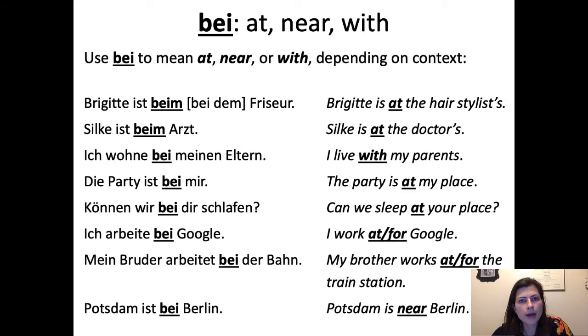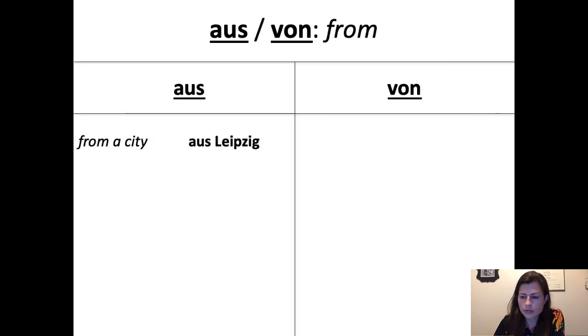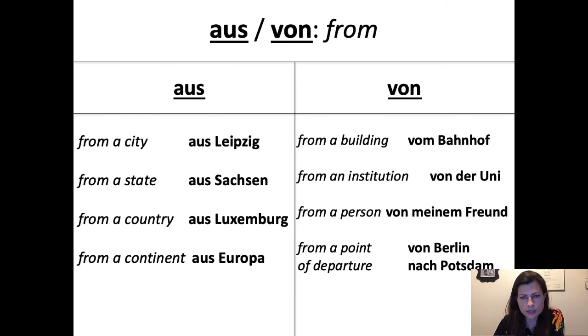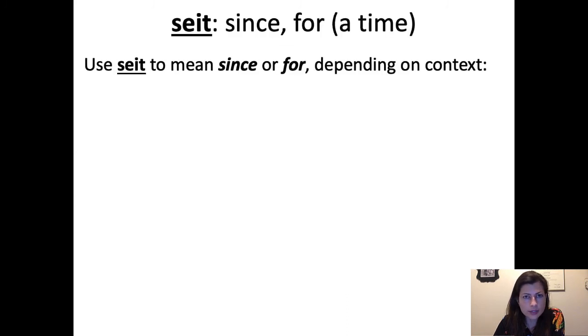And then by means at, near, with, depending on context. So I encourage you to review the prepositions chapter if you feel you always have to come back to prepositions, because they are very tricky things. So as you continue to translate, you will get a better feel for when a preposition means what. And seit is a very tricky one.